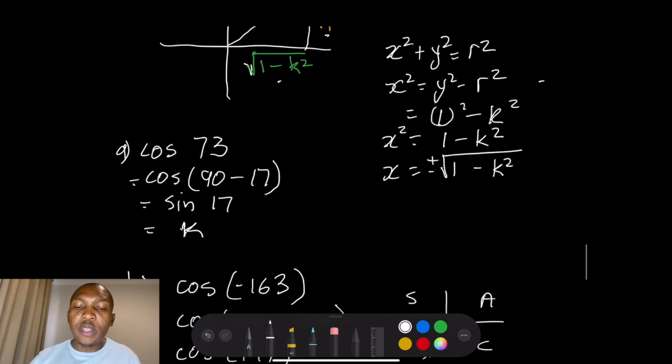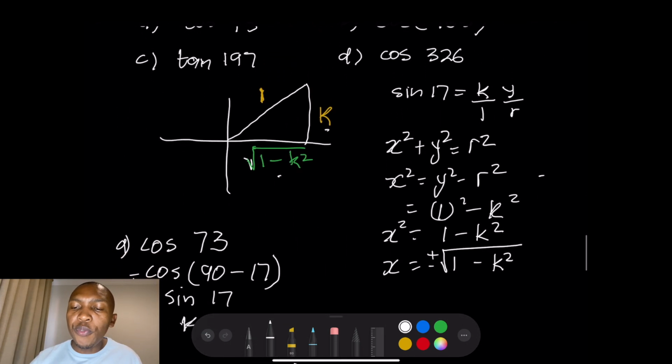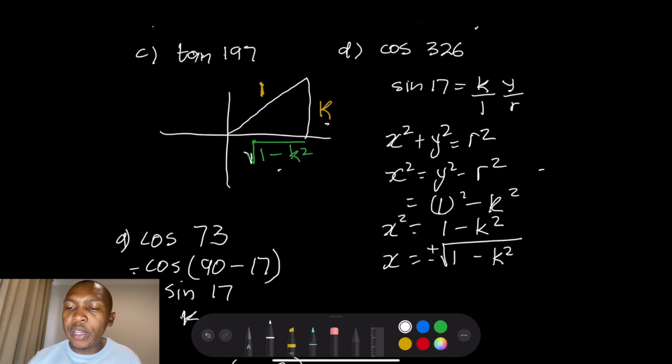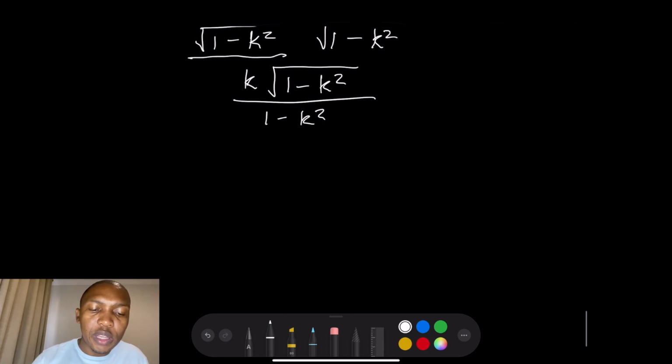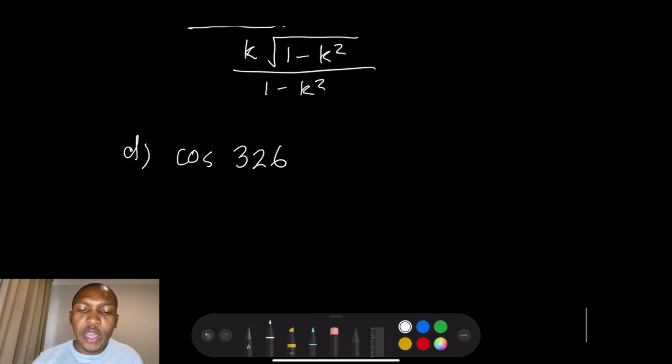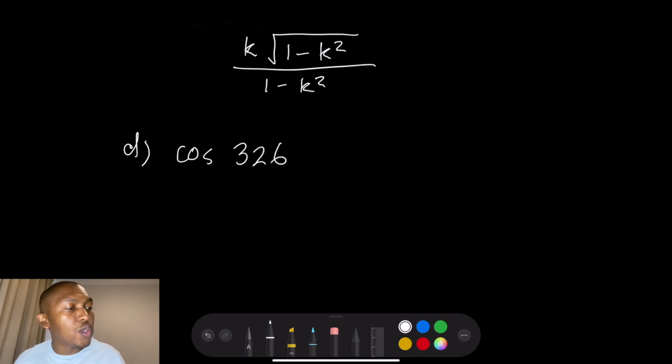And then the very last one, we've got D, that's cos of 326. Let's see. So cos of 326, let's see, if we said 360 minus 17, I get 343.